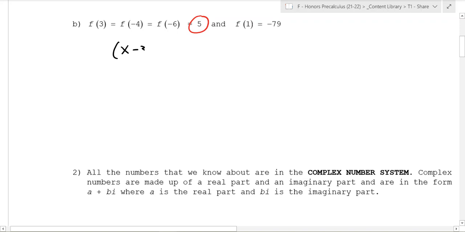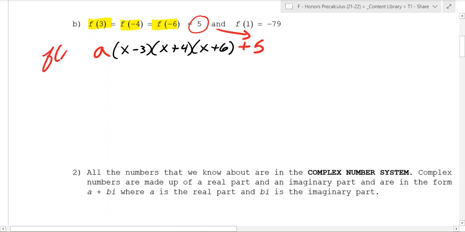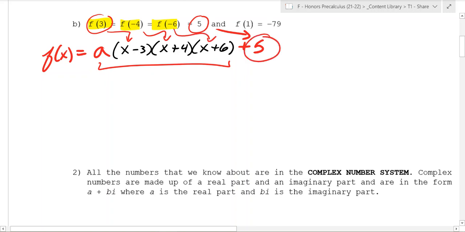Well, the x minus 3, the x plus 4, and the x plus 6 are all made by these three things right here. And the a does go out front, but now because it's 5, you put a plus 5 right there. So this right here is going to be our function. Look what happens when you plug in 3 into here, this whole thing goes away. When you plug in negative 4, it goes away. When you plug in negative 6, it goes away, leaving you with just 5. So it's very similar to what we just did.